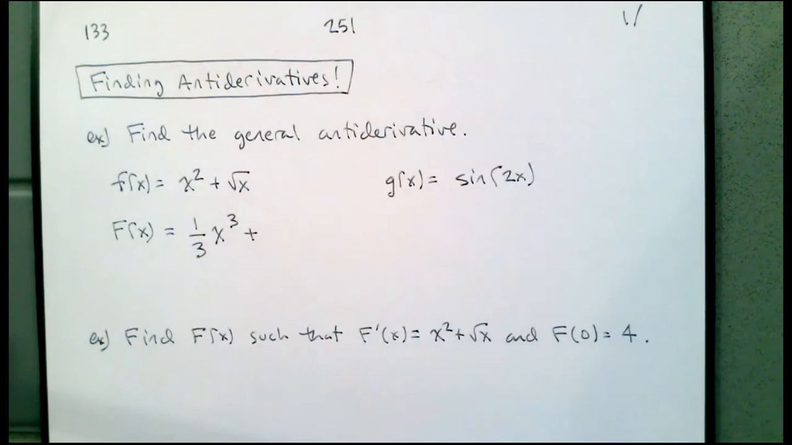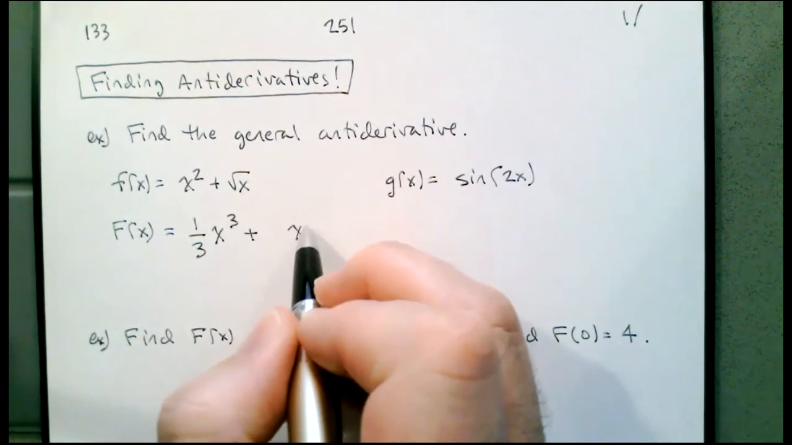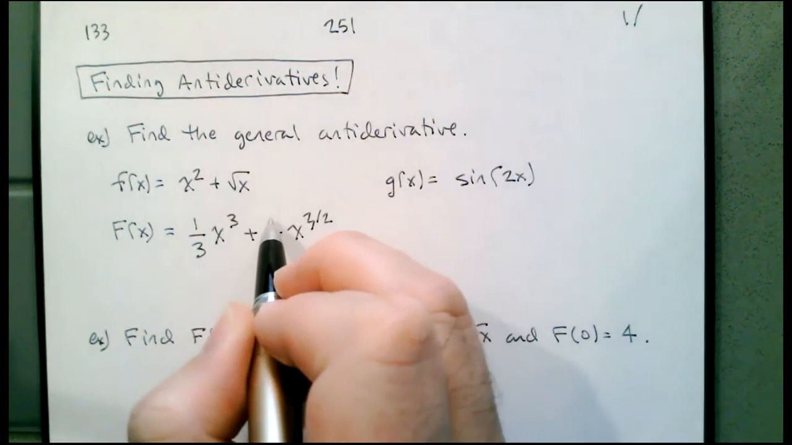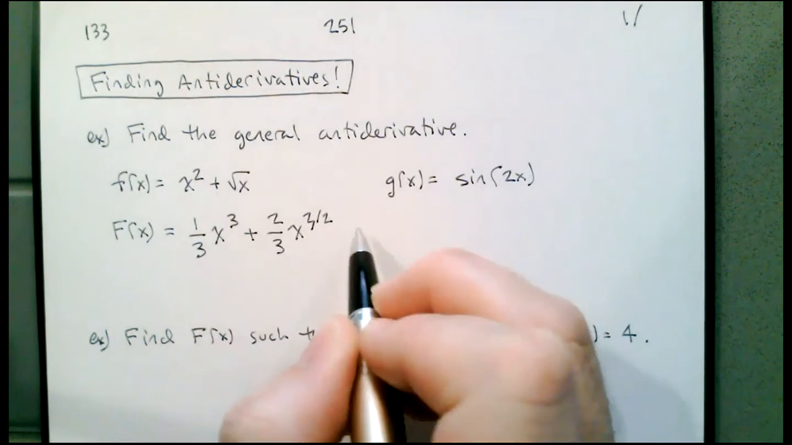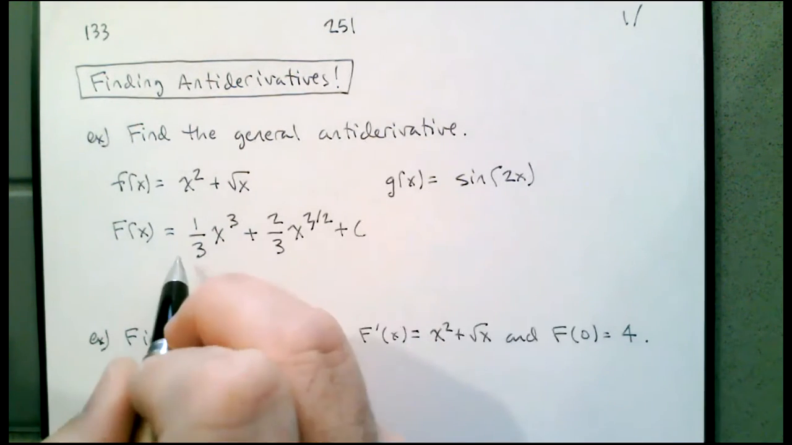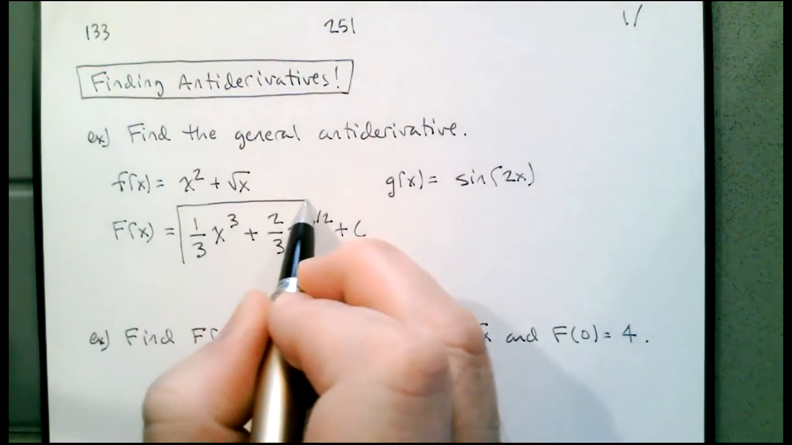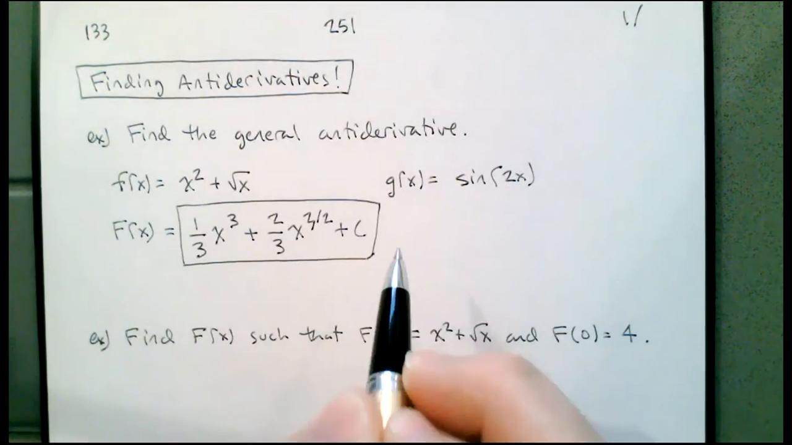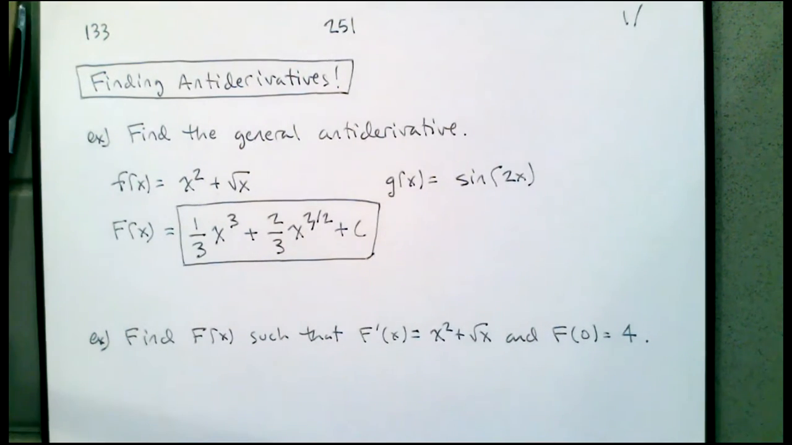If I read the square root of x as x to the 1/2 power, we add one to the exponent and divide by the new exponent. And then we put plus c, because the general antiderivative will always have our constant of integration.